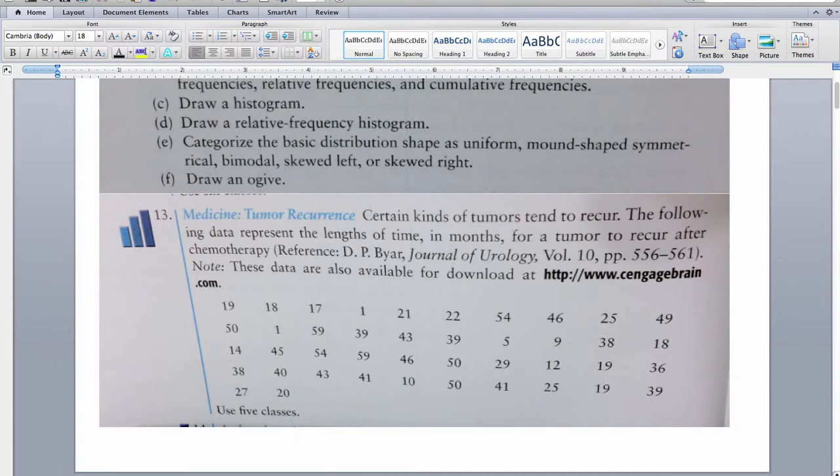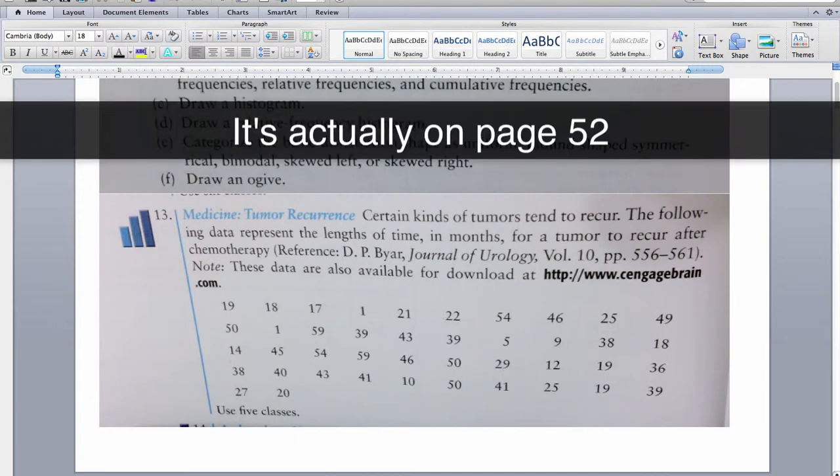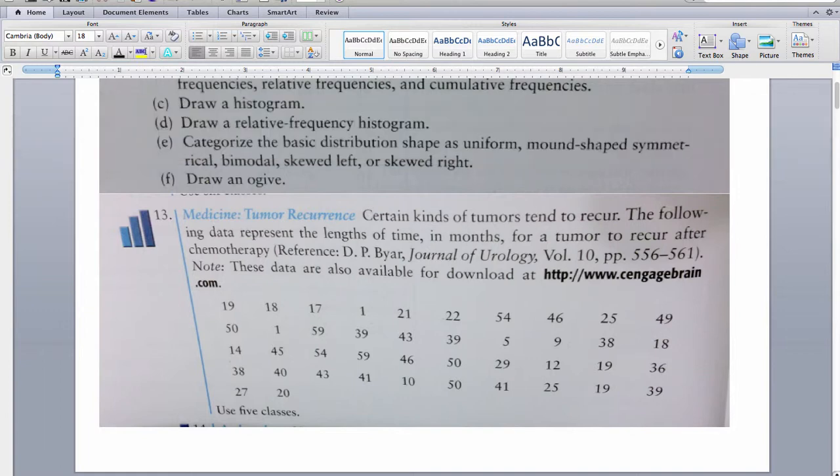The problem we're going to do is number 13 on page 51. You are assigned problem 11 on page 51. They're pretty similar, so I think you'll be okay. Problem 13 says, certain kinds of tumors tend to recur. The following data represent the lengths of time in months for a tumor to recur after chemotherapy. And then it also says to use 5 classes.